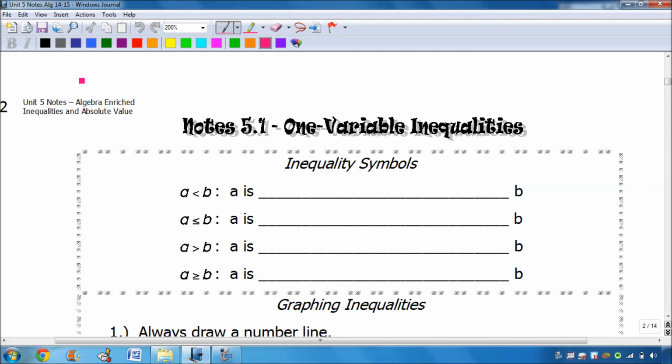Okay, notes 5.1 are on one variable inequalities. At the top of your paper, it shows you inequality symbols. What I would like for you to do, please, is fill in these symbols. So please press pause, fill them in, and then come back to me to see how you did.